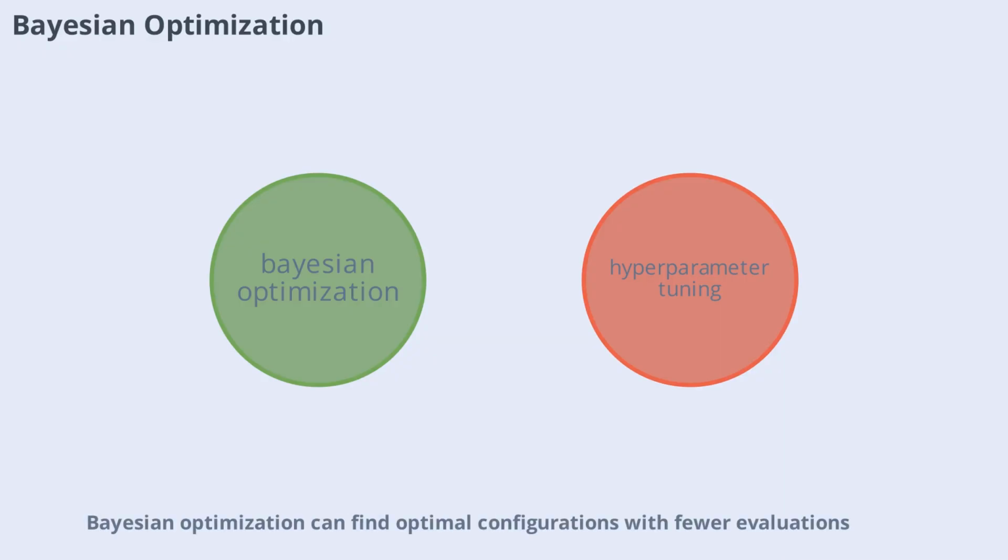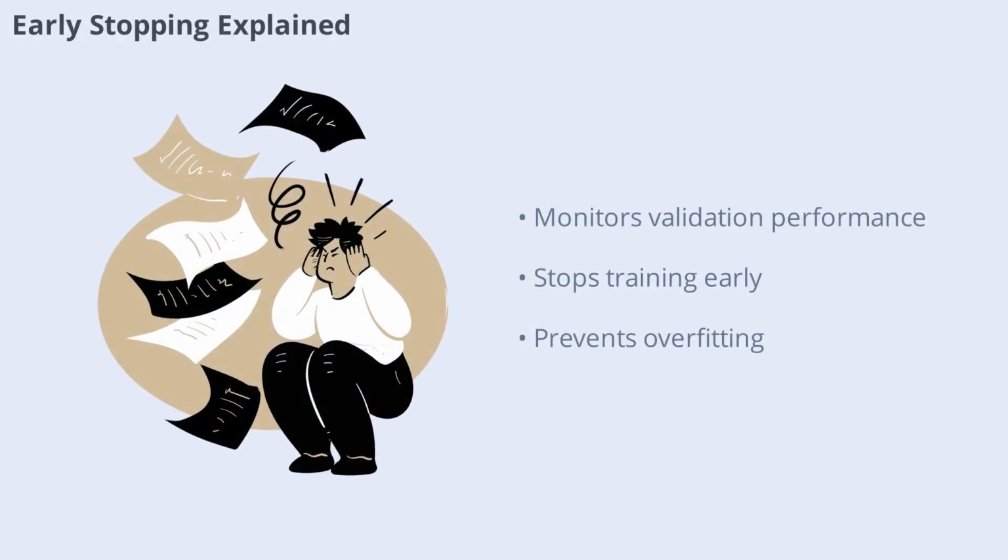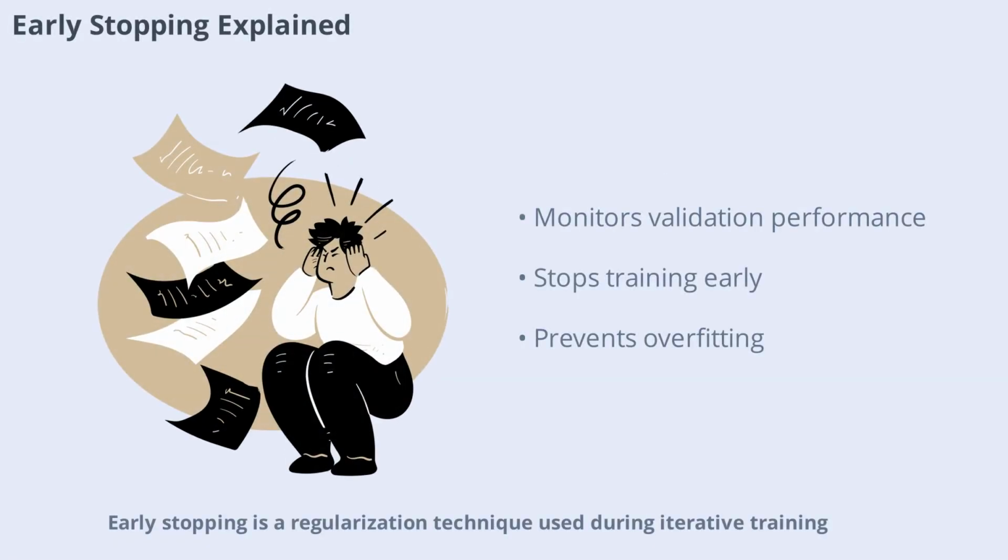with fewer evaluations. Early stopping is a regularization technique used during iterative training. It monitors the model's performance on a validation set after each epoch. If the validation performance stops improving for a set number of iterations, training is halted. This prevents the model from overfitting and saves the best weights, making it a simple yet powerful tool.